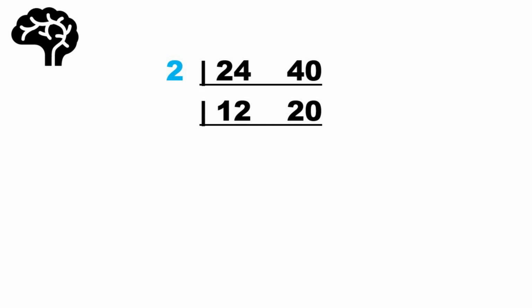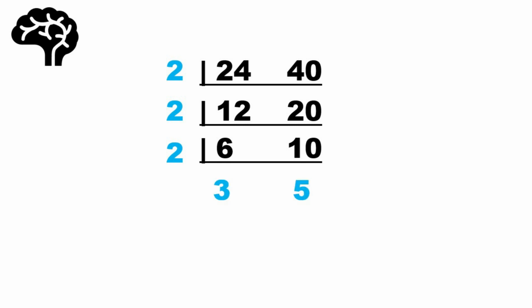12 and 20 have common factor of 2, which is a prime number. Therefore, 12 and 20 is also divisible by 2. 12 divided by 2 is 6, and 20 divided by 2 is 10. 6 and 10 also have common factor of 2, which is a prime number. Therefore, 6 and 10 is divisible by 2. 6 divided by 2 is equal to 3. And 10 divided by 2 is equal to 5.